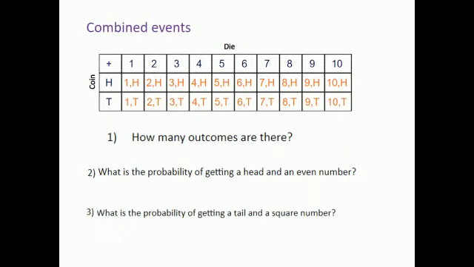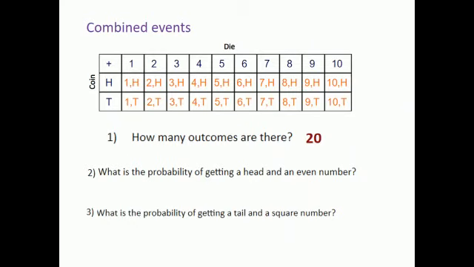Yes, correct. There are 20 outcomes. Then, what is the probability of getting a head and an even number? In this question, there are 2 conditions, head and even number. Take the first condition, head. That means only look at the head column.